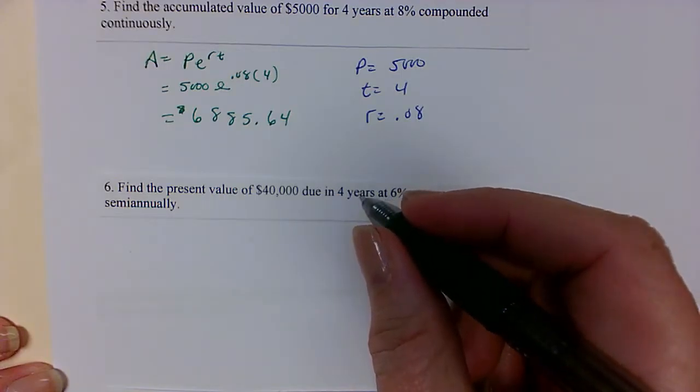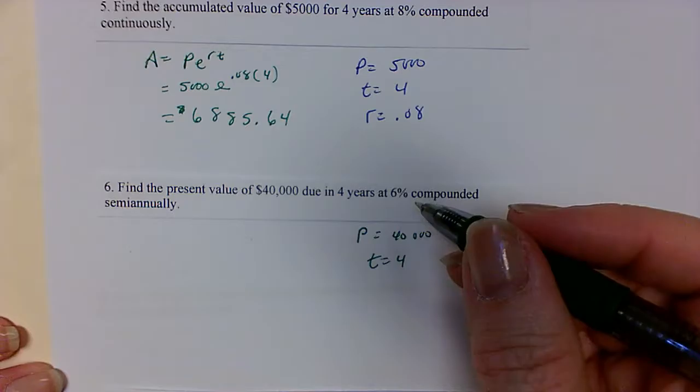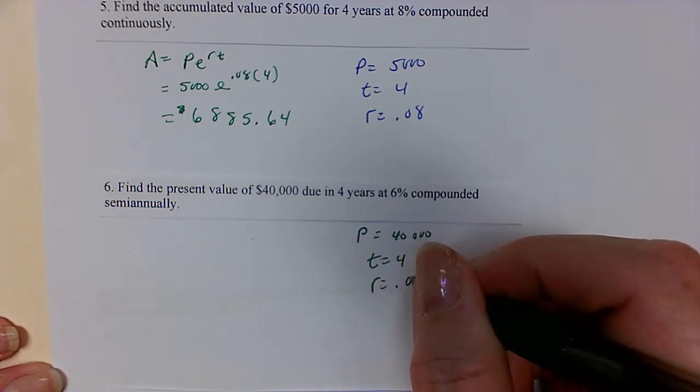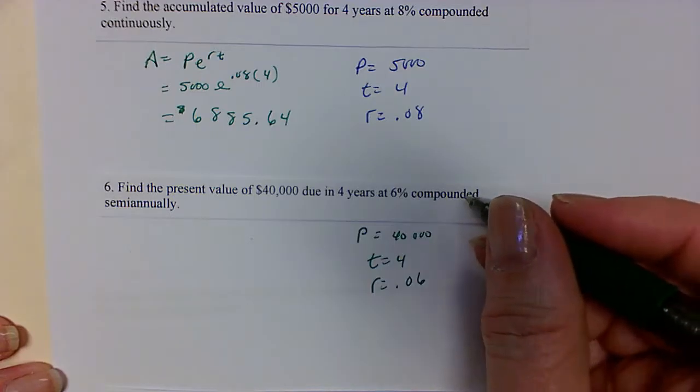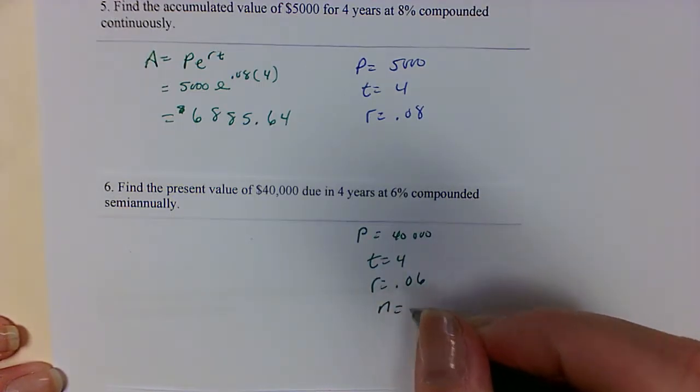And 4 years is going to be our T. So T equals 4. 6% is going to be our rate. So R is equal to 0.06. And compounded semi-annually, that tells us N is equal to 2.